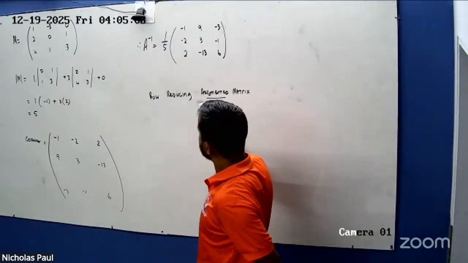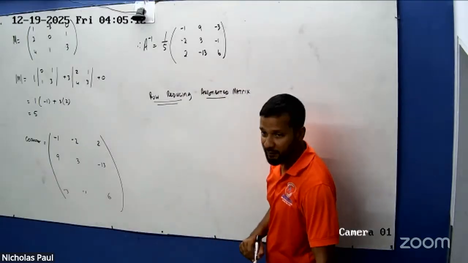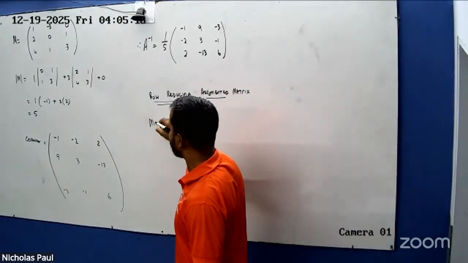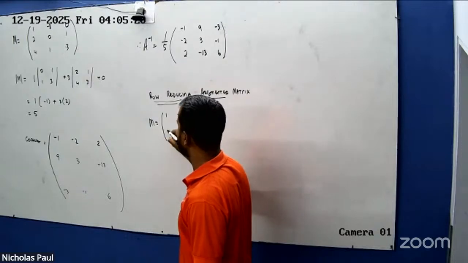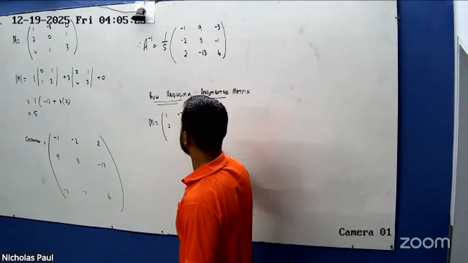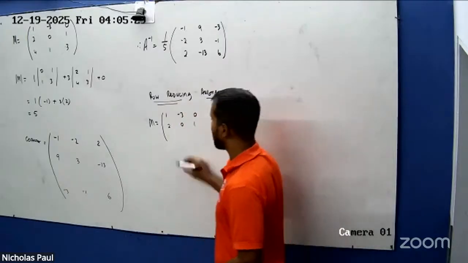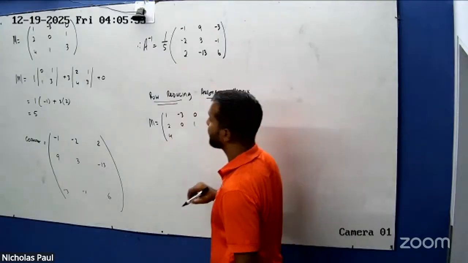So you have two things you need to learn. What is row reduction and what is augmented? Real simple. Let's say we have something like this: M is equal to 1, minus 3, 0, 2, 0, 1. It's a technique you still have to learn, but you won't have to do it for as much as what I'm doing here.